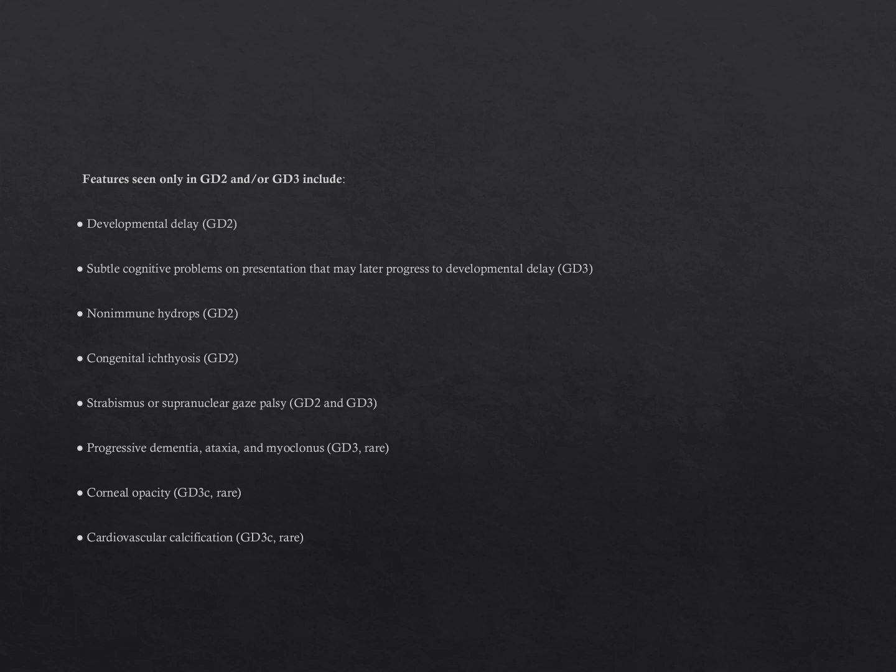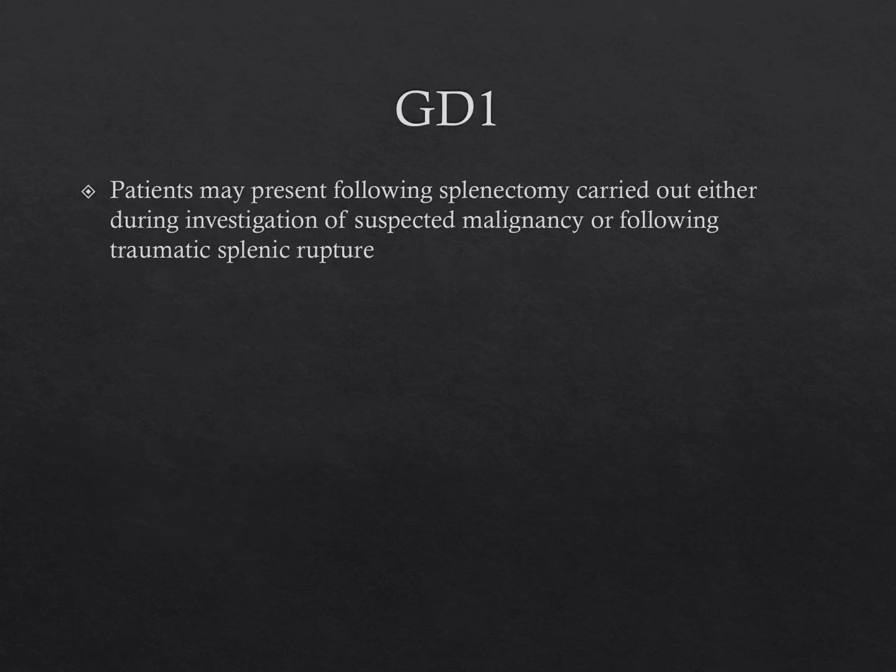As far as patients with Gaucher's disease type 1 are concerned, they more commonly present in the orthopedic clinic following bone issues, but this is following a splenectomy, which is done following investigation for a more common diagnosis in the form of either a malignancy or a traumatic splenic rupture which they might have had earlier.